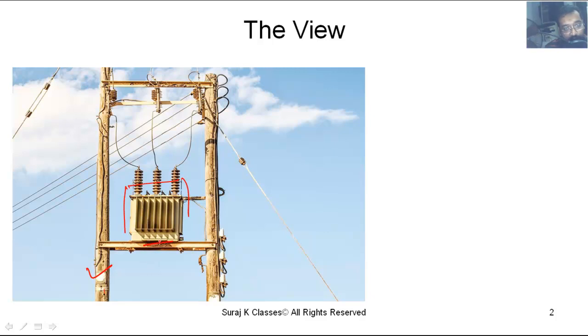Now I'm showing you this. This is a typical Indian device. The name of this is transformer. Now what these other things are, let me show you. This is called the bushings. I might be wrong with the spelling, but I am not wrong with the pronunciation. This is called the bushing.